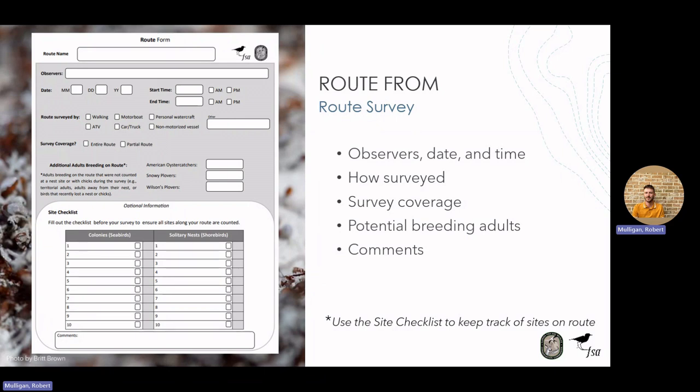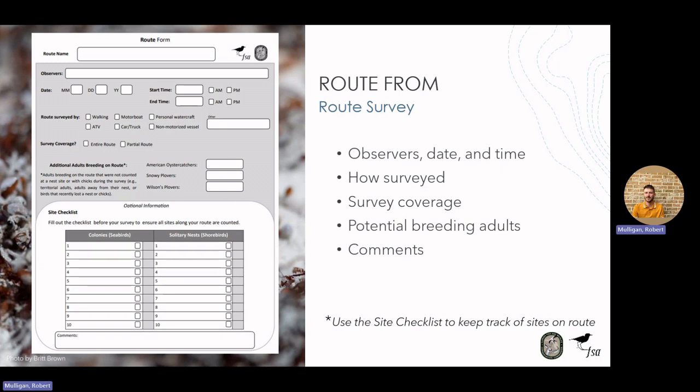Every time you conduct a route survey, you will complete a route form, even if you are not able to finish surveying the entire route or you didn't see any breeding birds, chicks, or young. When filling out a route form, you will record the following: the name of the route, the names of the observers that participated in the route survey. These should be the people who helped collect data, not just people tagging along for fun.